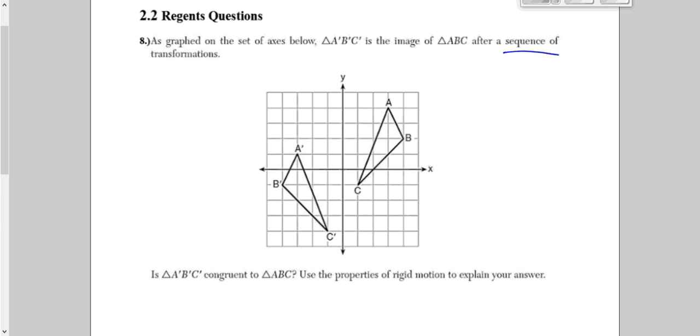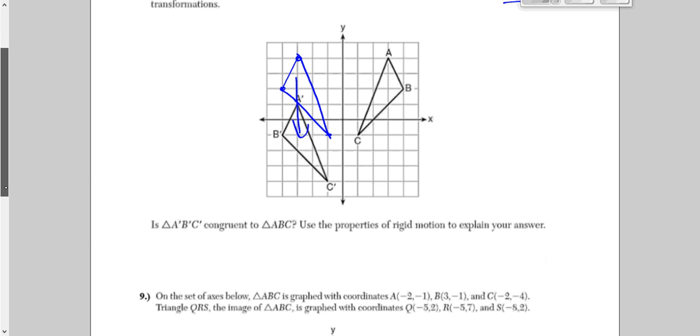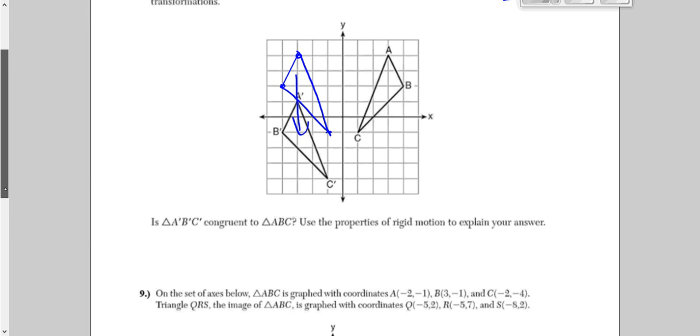Okay, so let's reflect the proper one. Let's start with the proper one first, right? So we got A, and then B's over here, and then C is going to be right here, right? Okay. So that guy there, and then what did we do? Down 3, right? So the question is, are A prime, B prime, C prime congruent to the triangle ABC?